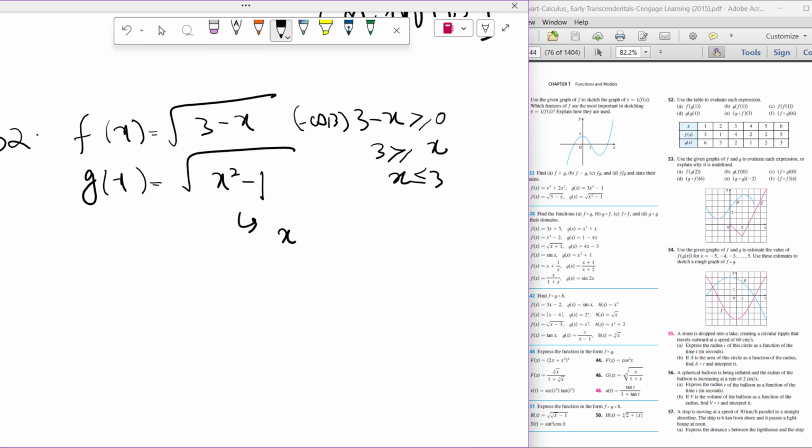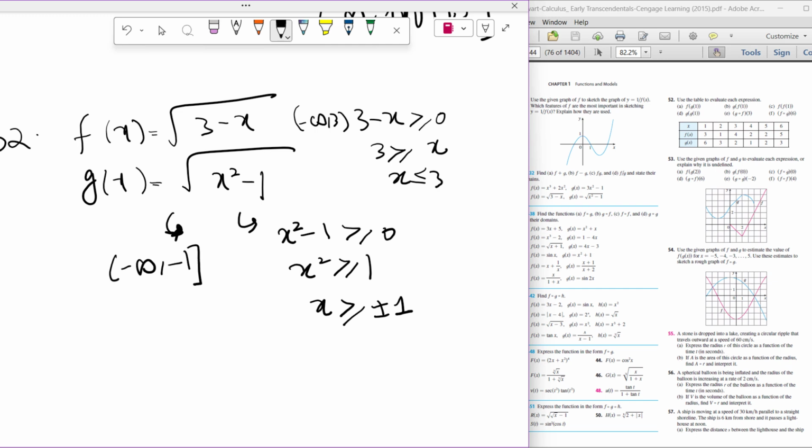Similarly, for this function, x squared minus 1 should be greater than or equal to 0. So x squared should be greater than or equal to 1. Correspondingly, x should be greater than or equal to plus or minus 1. So if I write the domain of this function, it will be minus infinity to minus 1, where minus 1 will be included, union 1 to infinity, where 1 will also be included. So this is the domain of this function.